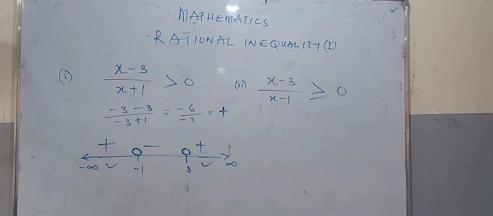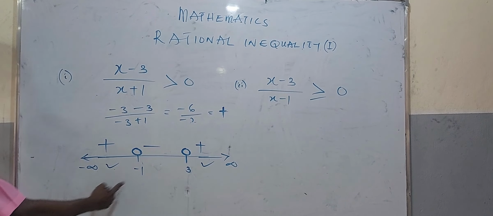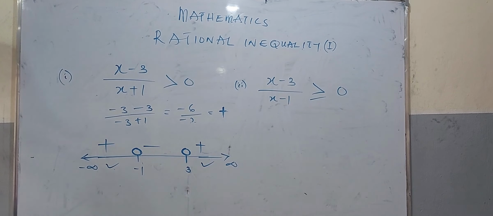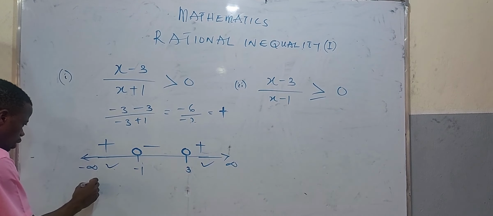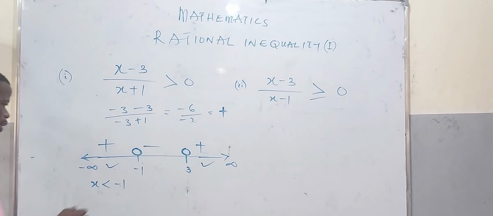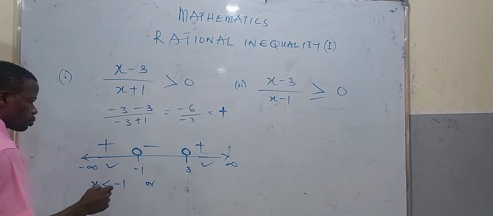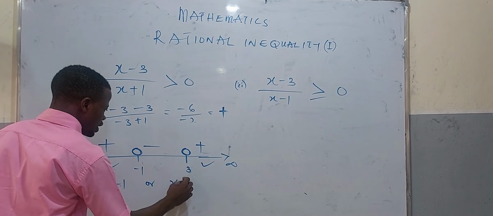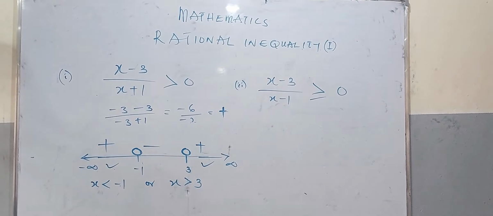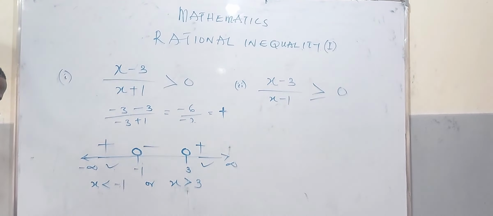So what do we write here? We're going to be writing here, because this region comes this way. So this means x is less than minus 1, right? Or we have x is greater than 3, right? So we can combine this if we choose to combine.